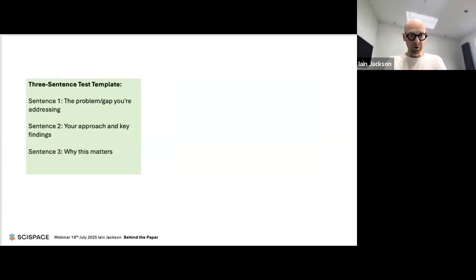So, what you want to work towards when you can get out of the scrum are 3 sentences. What's my problem? What's my big question here? What's my approach and my key findings? And why does it matter? That's also a template for your abstract. If you can't write down those 3 questions yet, don't panic. It just means we need to work towards resolving it.